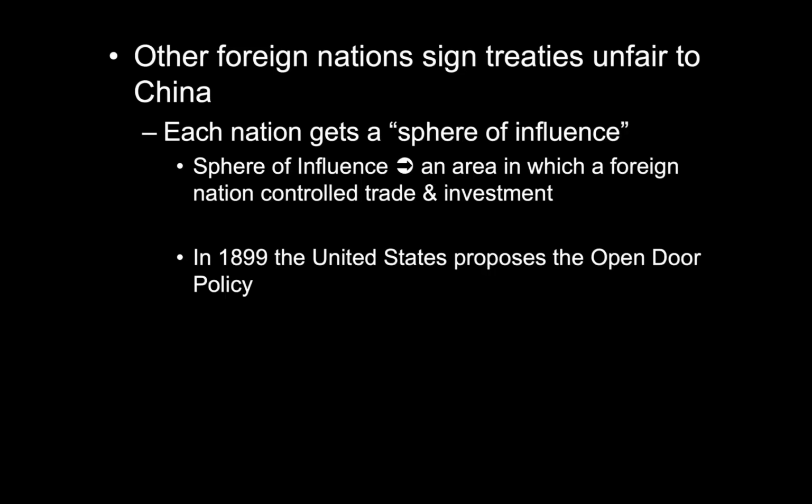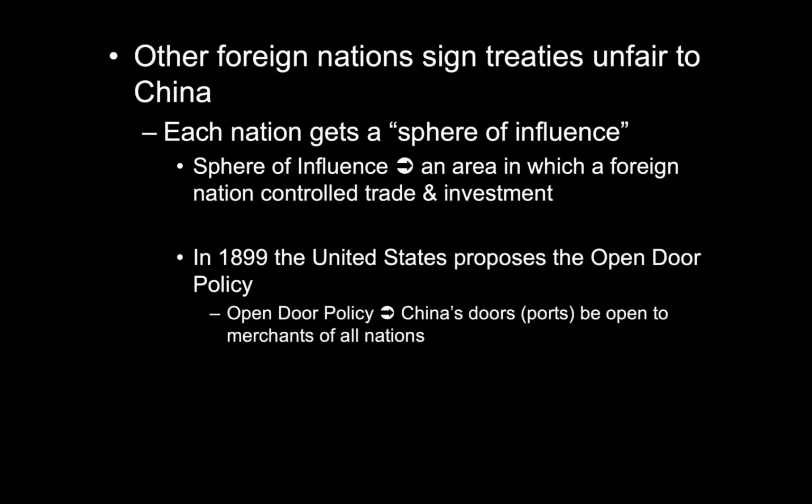The open door policy just means that every nation gets to have access to China for trade, as opposed to just some nations. Why is the open door policy important? It's for 2 reasons. 1, the United States is now involved in China, and 2, it makes sure that there's not going to be a war between Europeans and the Americans over access to China. So the open door policy will open even more of Chinese ports to European and American trade. That's going to include industrial goods as well as, of course, British opium.